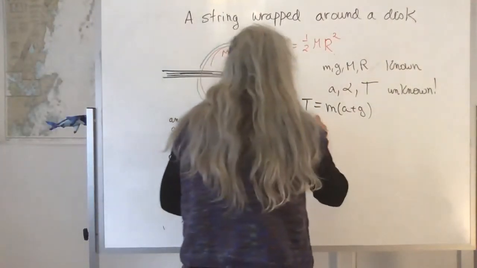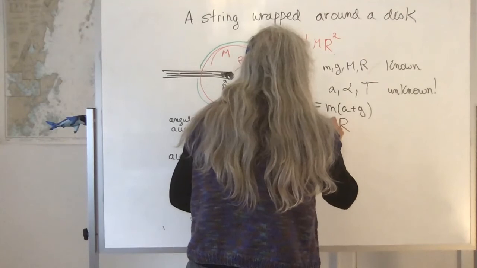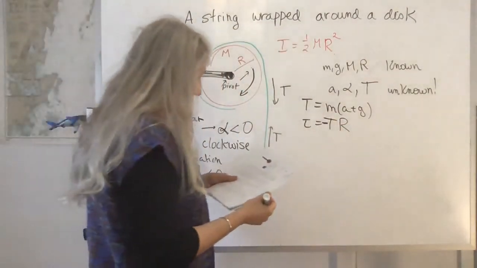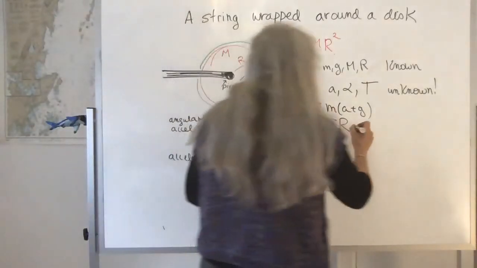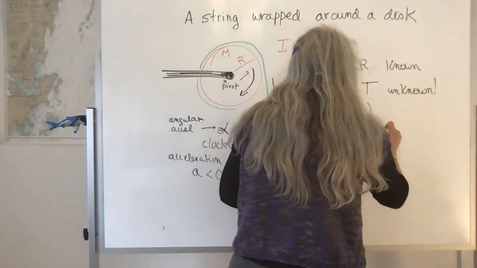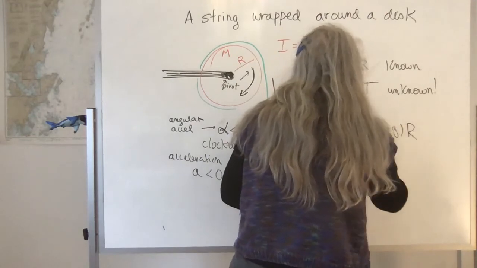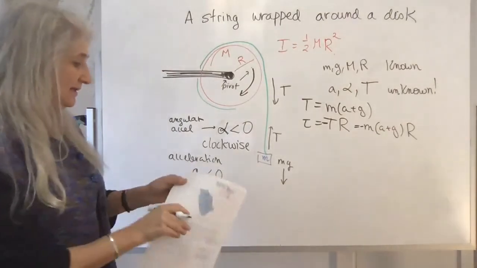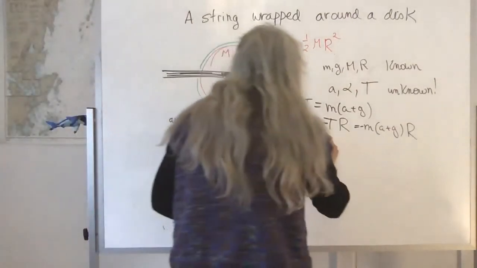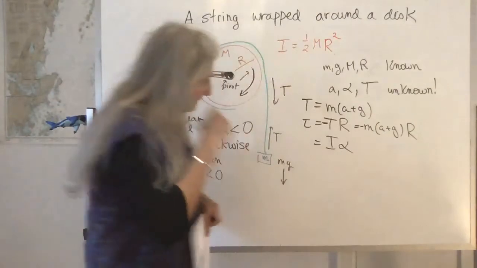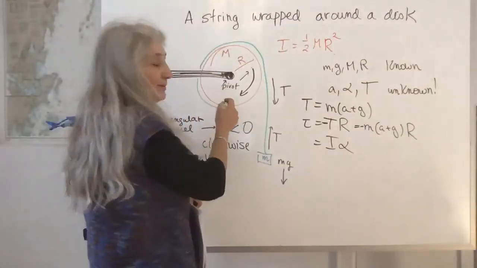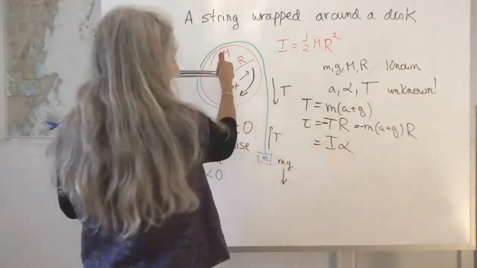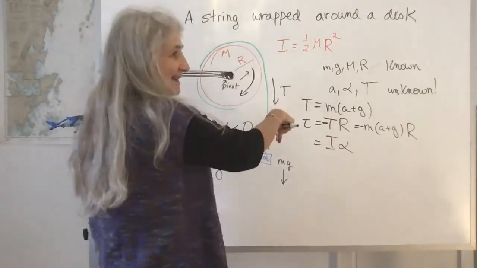So we already found the torque. The torque was this with a minus sign in front of it. So we can use that, m times a plus g, times R, with a minus sign. So that's our torque. And now torque is equal to I alpha. So remember L equals I omega, so torque is I alpha.